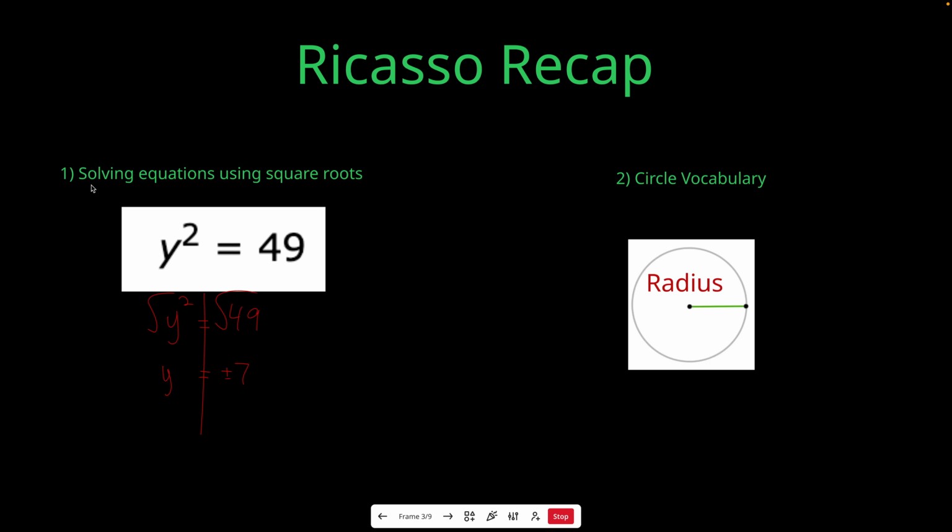Before you start this lesson, you should know two things. You should know how to solve equations using square roots, and you should know circle vocabulary like radius and diameter. If you'd like a refresher on either of these two topics, I'll link videos in the description below. Please go watch that before you start this lesson. All right, new lesson starts now.